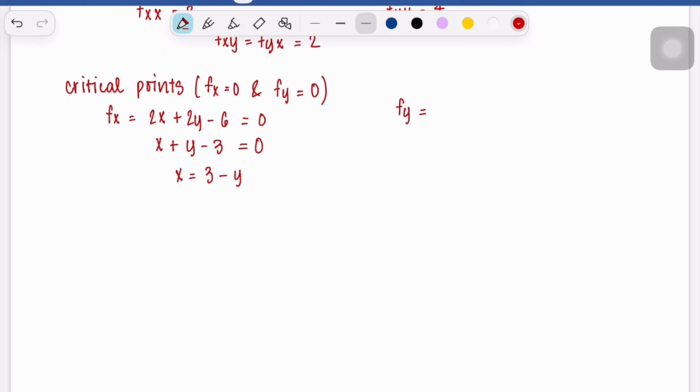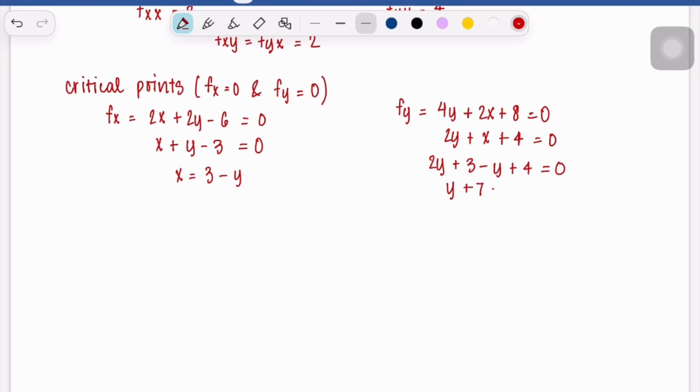Now we take the derivative with respect to y. We do not take the derivative, we equate the derivative with 0. So 4y plus 2x plus 8 is 0, which means that if we factor the 2 out, 2y plus x plus 4 is 0. We can just plug in for x at this point. 2y plus 3 minus y plus 4 is 0. So y plus 7 equals 0 and y equals negative 7.